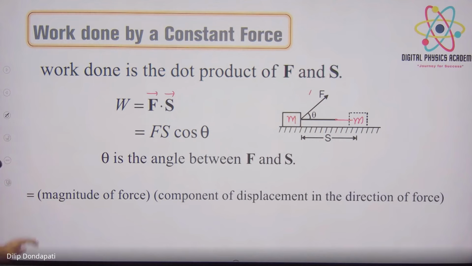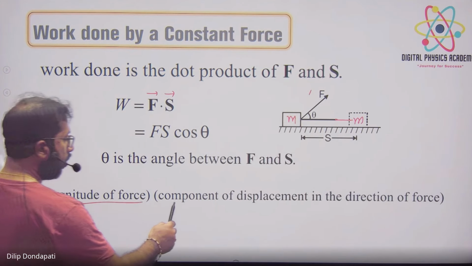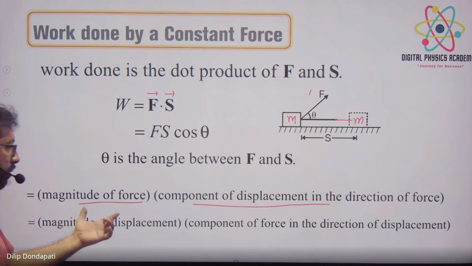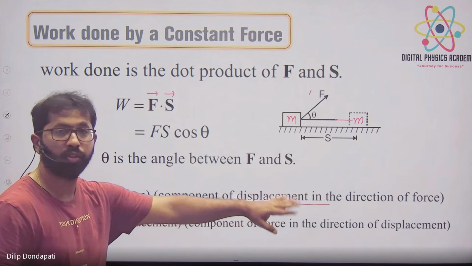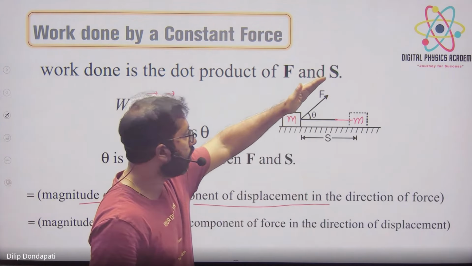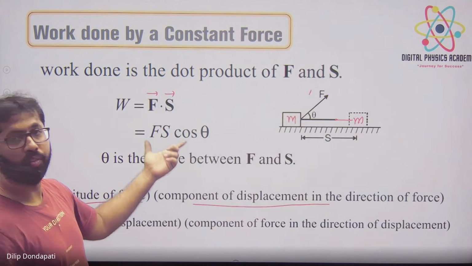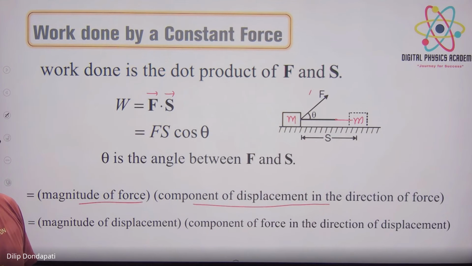So what is work done? Force into the component of displacement in the direction of force, or displacement into the component of force in the direction of displacement. See, component of force in the direction of displacement, multiply that direction and we will get work done. Work is a dot product of force and displacement.